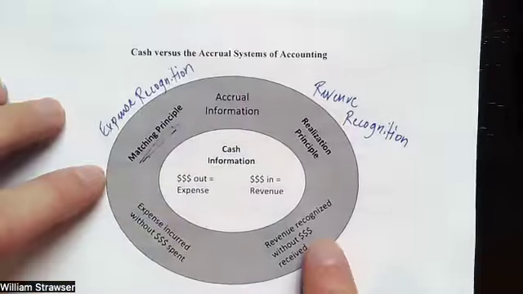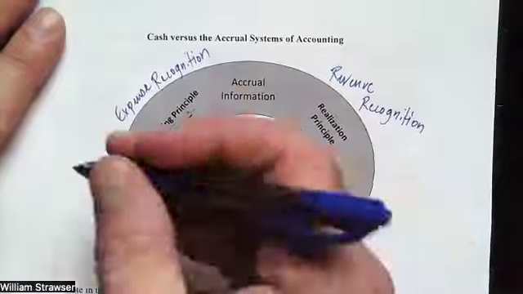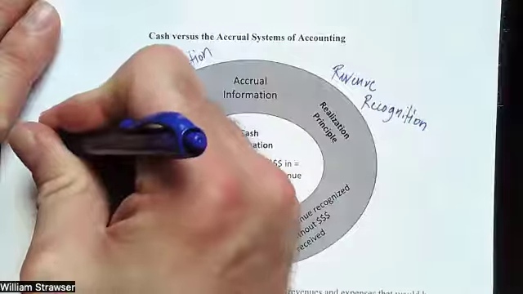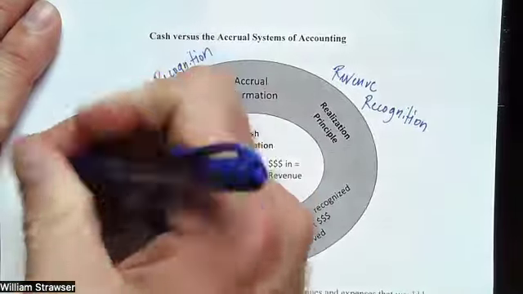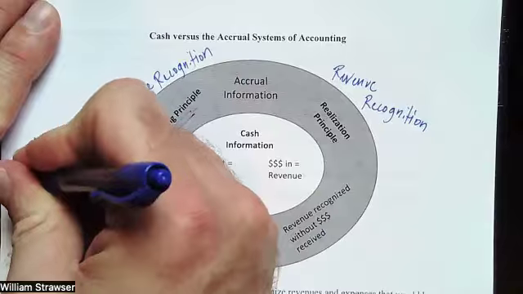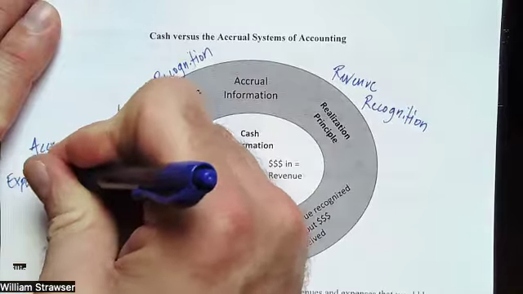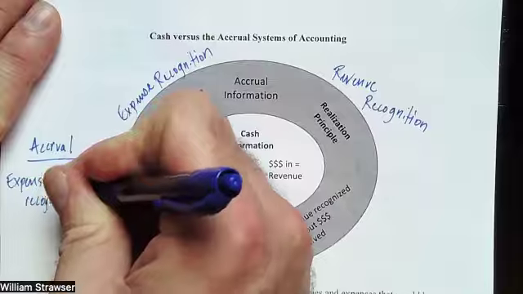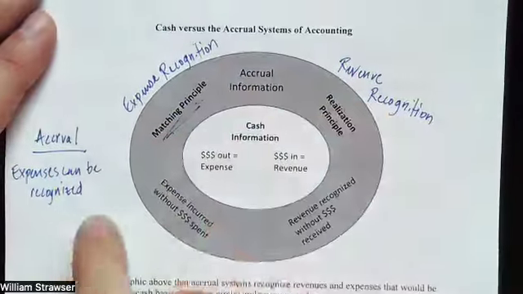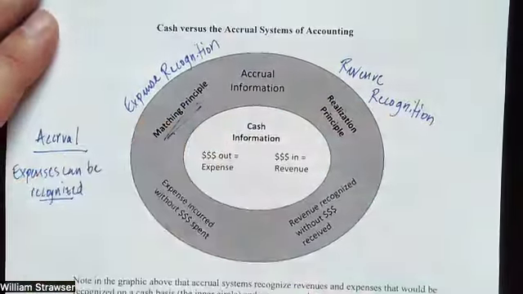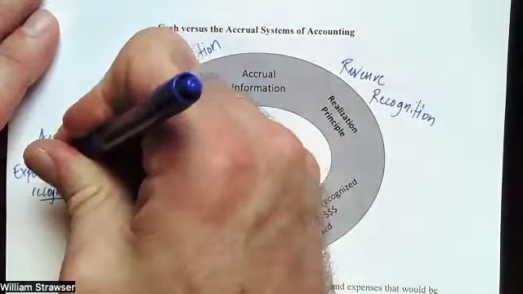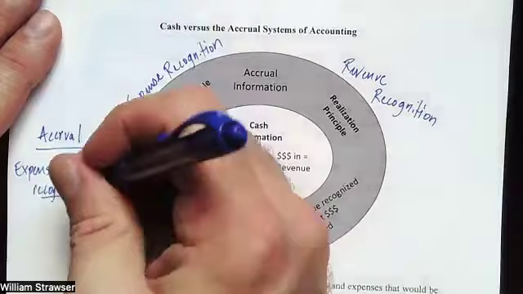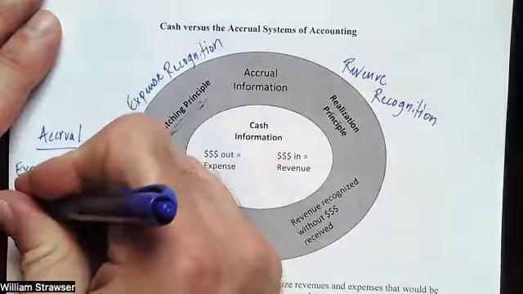Now, under the accrual system, remember that expenses can be recognized. And when I say recognize, what I mean is that I've debited an expense account. That's recognizing an expense: I actually record an expense, I debit it to increase it. So expenses can be recognized before cash is spent.